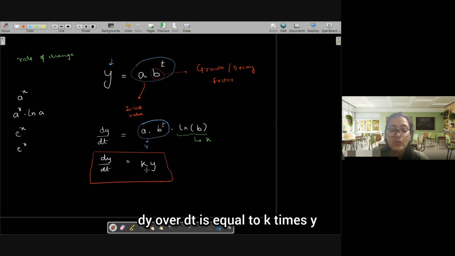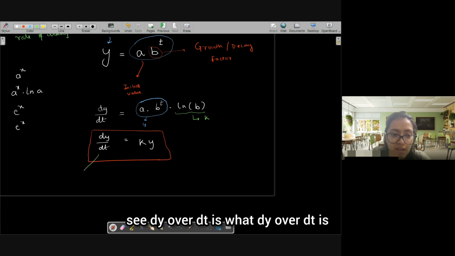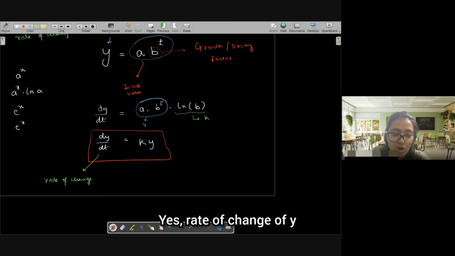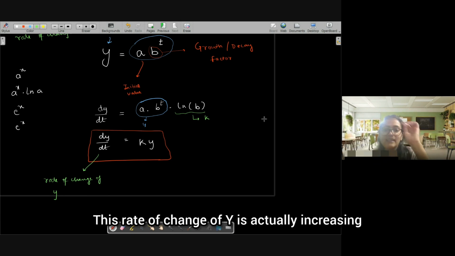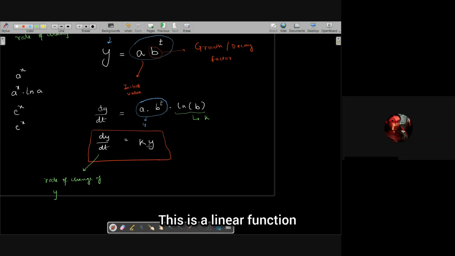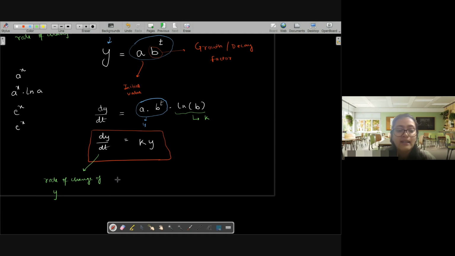So this is the differential equation for an exponential function: dy over dt is equal to k times y. If you try to interpret this, what does this tell us? dy over dt is the rate of change of y, and ky tells me that this rate of change of y is proportional to y. Rate of change of y is proportional to y.